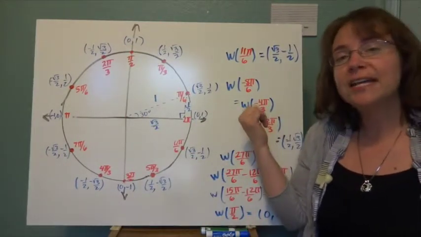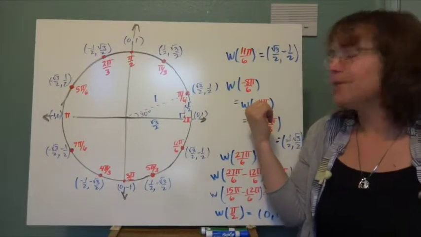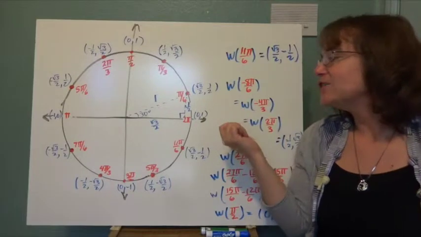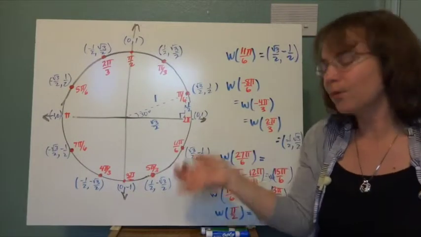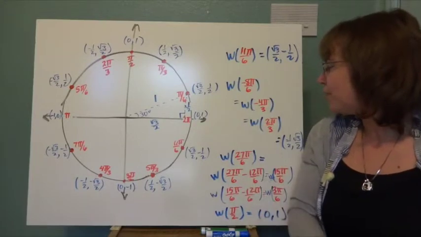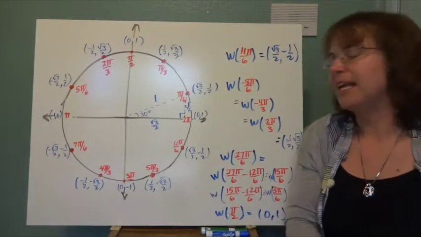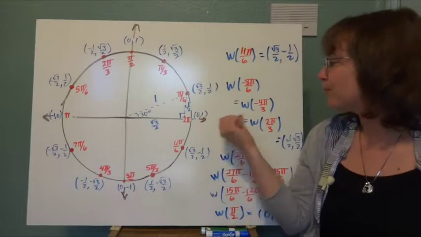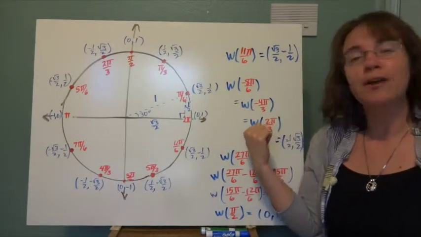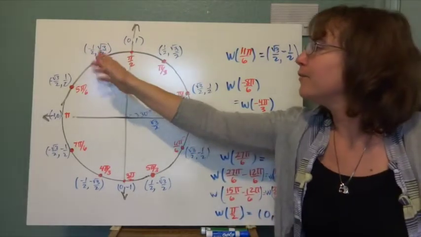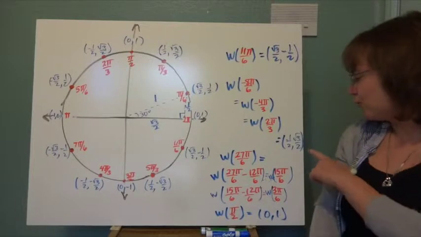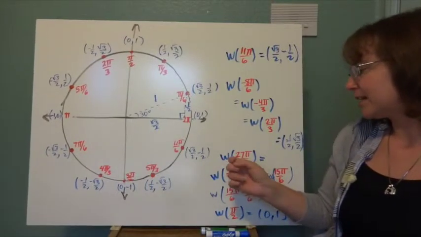The other way is you could add 2 pi to it, and it would make it a positive number, and it would be one that's on our circle. And I can add 2 pi to it because I'm just going all the way around the circle, and it will wrap in the same place. So negative 4 pi over 3 plus 6 pi over 3. I changed it to thirds, gives me 2 pi over 3. So then I can go to 2 pi over 3, and I see that it's negative 1/2 comma square root of 3 over 2.